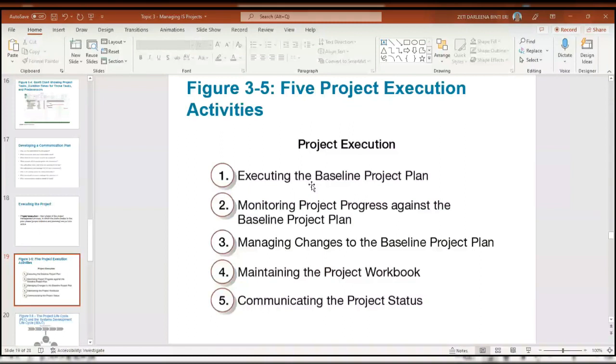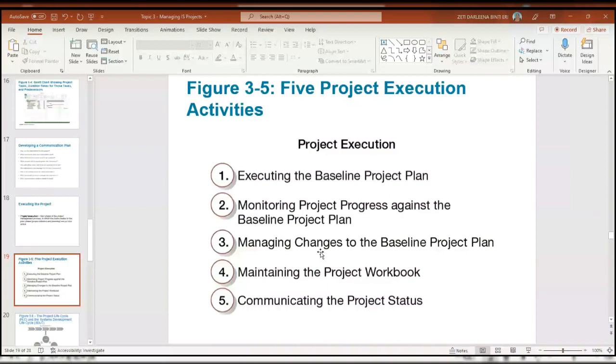Number 2, monitoring project progress against the baseline project plan. So mesti kena ada some sort of control element. So control and checking whether we are in progress or not. Okay, kalau tak in progress, then yes, problem. Okay. Number 3, managing changes to the baseline project plan.